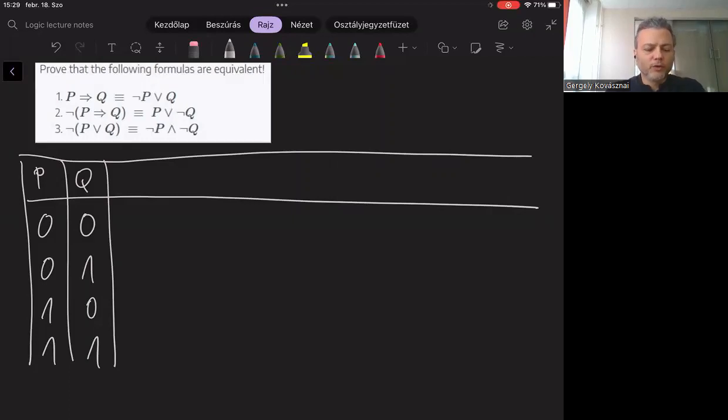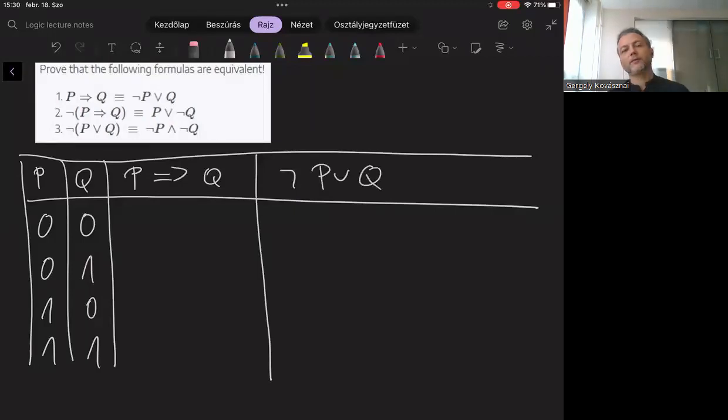Now we want to prove equivalence between formulas. We have three cases. In the first case, we want to prove that P implies Q is equivalent with not P or Q. Okay, so we can prove equivalence with a truth table. We just need to evaluate both formulas in a shared table.